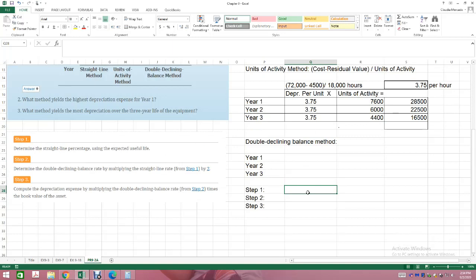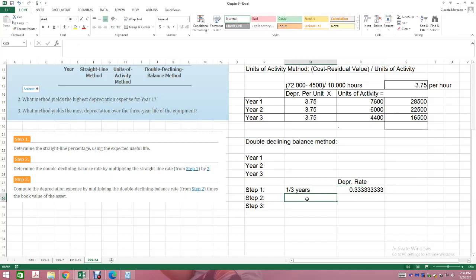I know I'm going to depreciate. It says determine the straight line percentage using the expected useful life. I'm going to do 1 over 3 years, and that's going to give me my depreciation rate. So it's going to be 1 over 3.